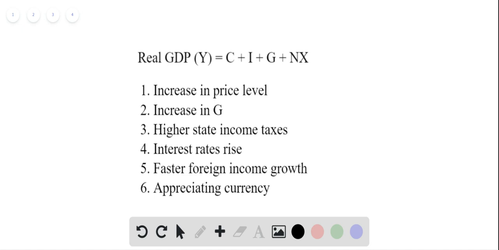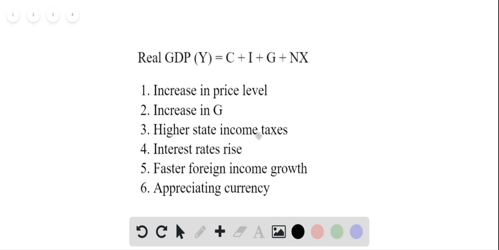Secondly, an increase in government purchases stimulates the economy, causing an increase in demand for goods at each and every price level, which results in an outward shift of the aggregate demand curve. Remember, G is a component of real GDP over here, as you can see.